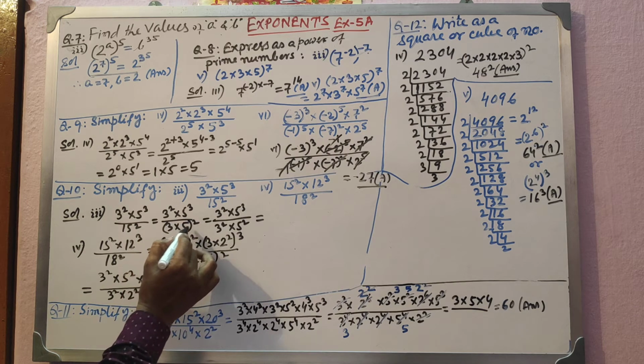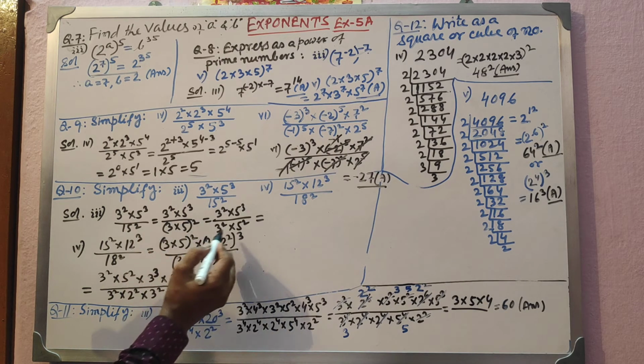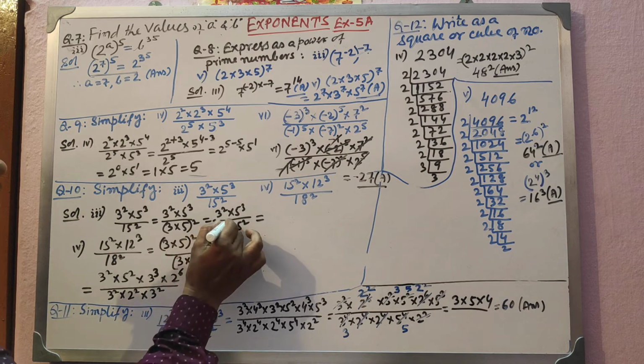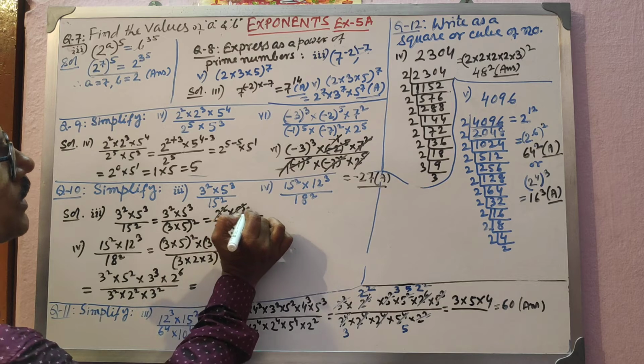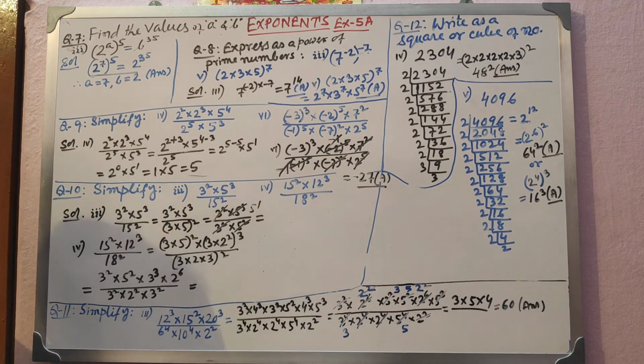Here we have 3 square and 5 square. This power you have split to both the bases. Could you understand? Now cancelling. 3 square will be cancelled with 3 square. 5 square can cancel 5 to the power 3, but 5 to the power 1 is remaining.